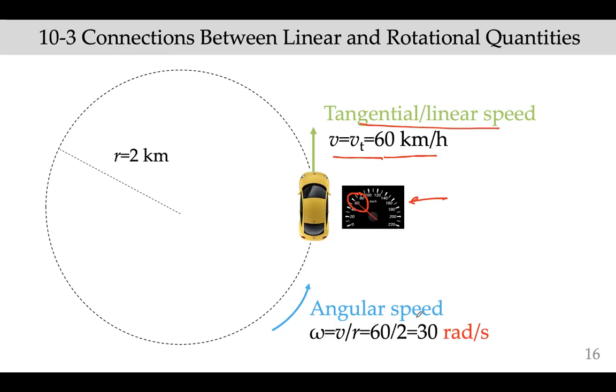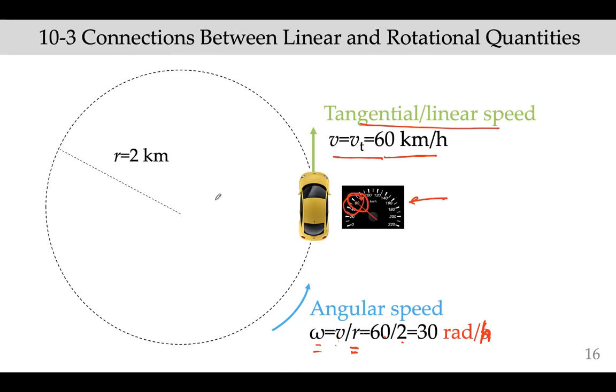But if you want to calculate the angular speed, it depends on the radius. Even though you always see 60, if you are going around a circle of which radius is 2 kilometers, then it will be 60 divided by 2. I'm not converting to meters, because speed is already in kilometers per hour. So if you do this calculation, 60 divided by 2 should be 30 radians per, not seconds, but hour. So it should be radians per hour.